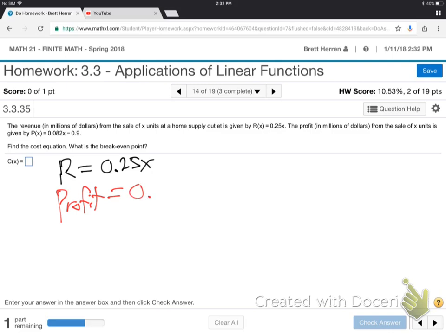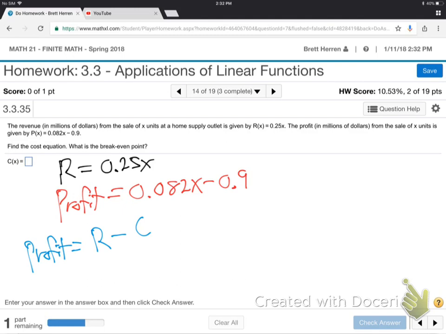So this is 0.82x minus 0.9. So revenue and profit, and they're saying, hey, what's cost? So remember the relationship? Profit equals revenue minus cost. That's how they're connected, right? The three equations. How much money the company makes in profit is what's coming in, revenue, minus what's going out.